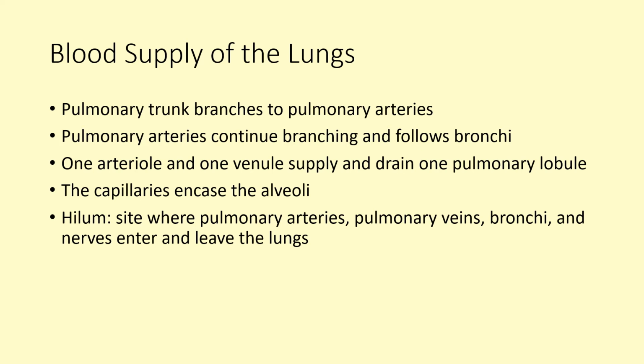In terms of blood supply to the lungs, the pulmonary trunk branches coming from the right ventricle. The pulmonary trunk is going to branch to the pulmonary arteries. Pulmonary arteries continue branching. Now they tend to follow the bronchi. One arteriole and one venule will supply and drain one pulmonary lobule. The capillaries encase the alveoli, as we've seen in some of the previous pictures. The hilum is the site where the pulmonary arteries, pulmonary veins, the bronchi, nerves, where everything enters and leaves the lungs.